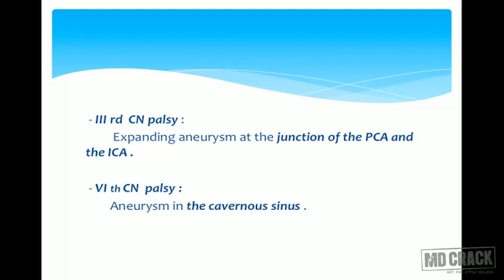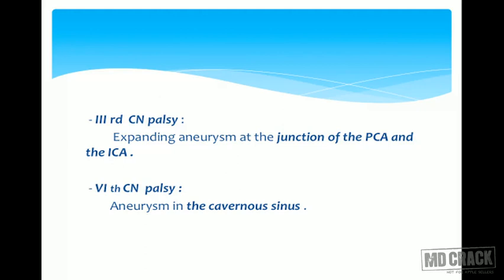Something similar happens when there is an aneurysm in the cavernous sinus. The cavernous sinus is closely associated with the sixth nerve, so the patient will have a sixth nerve, that is abduction, palsy, and the patient will have lateral gaze palsy.